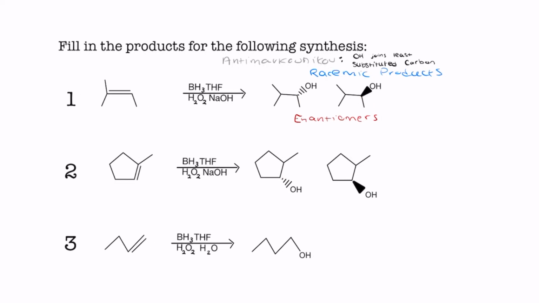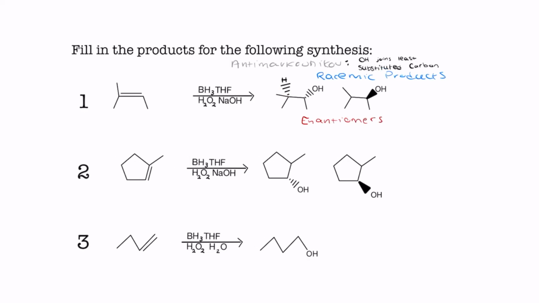Lastly, I want to point out one more thing. If the alcohol joined the least substituted carbon, something had to join the other carbon, because remember, there was initially a double bond here. And if that double bond broke, that meant that something had to go here and something had to go here. Otherwise, this carbon would only have 3 bonds. So what joins this carbon is actually a hydrogen. So we have a hydrogen here.